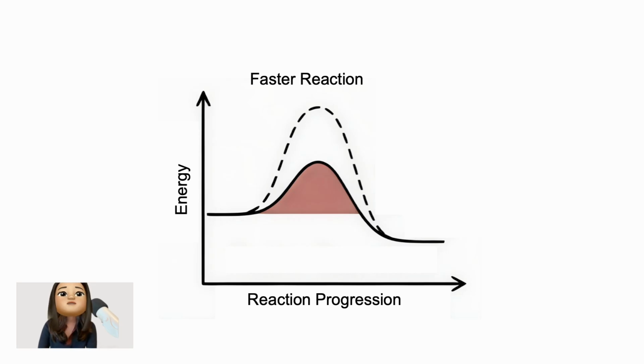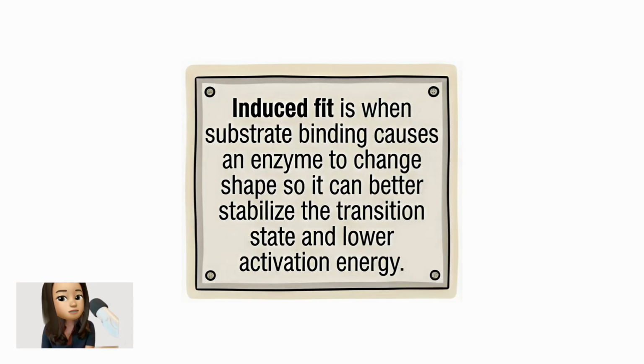If you were to just remember one sentence on test day, it's this. Induced fit is when a substrate binding causes the enzyme to change shape so it can better stabilize the transition state and lower the activation energy so the reaction can happen faster. That's all you need to know.